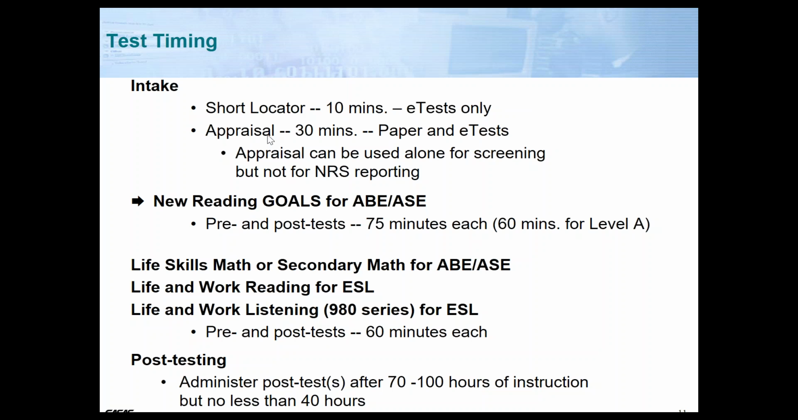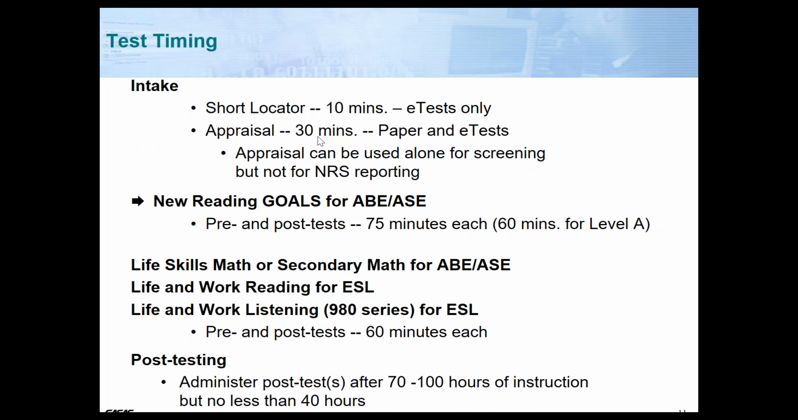The appraisal also serves the function of placing a student into the appropriate pretest. It's longer, 30 minutes, 28 items. It's available in e-test as well as paper. And just to note, if you're not doing NRS reporting, there are some situations where it's not necessary, then you can use the appraisal to get a general sense of the English ability, the reading ability or math ability of a student or a client in many cases. But it's important to understand that the appraisal alone cannot be used for NRS reporting.